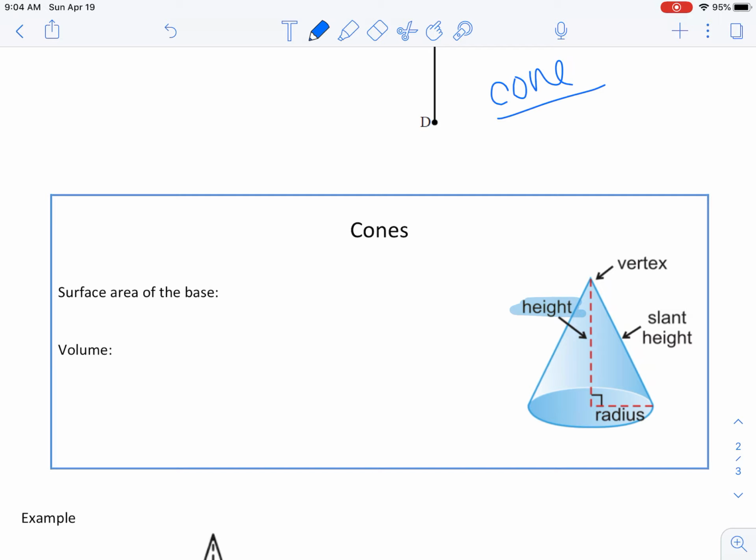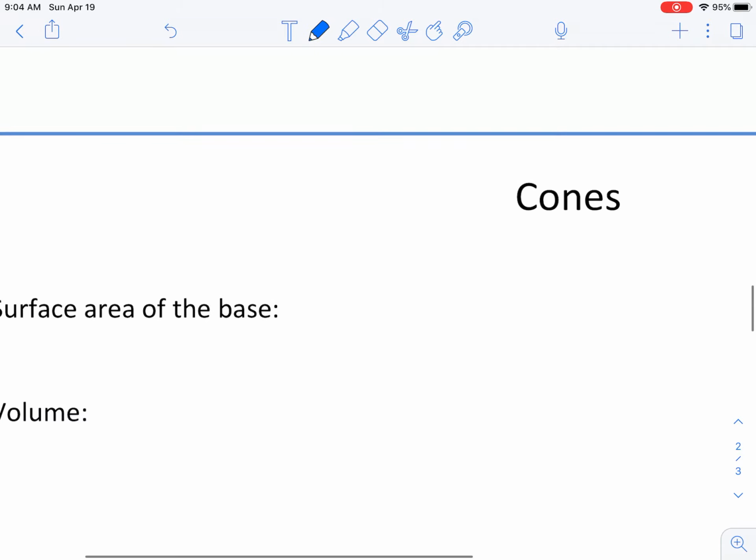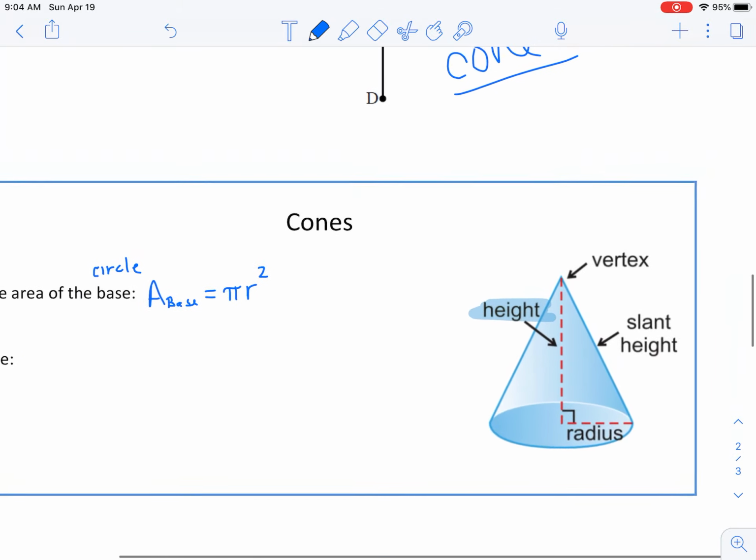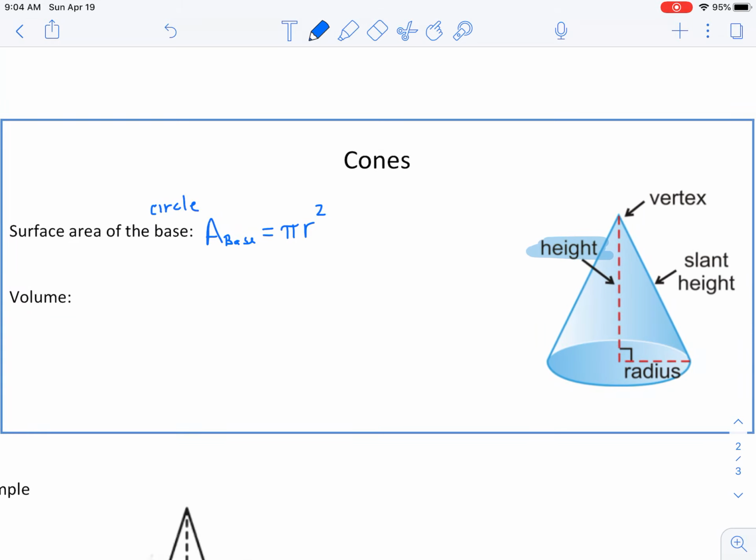So, I'm not going to ask you for the whole surface area of the cone. It gets a little confusing, but you should realize that the surface area of the base is what? Here's the base. So the area of that base, since the base is a circle, the area of the base is what? Pi r squared, where r is obviously the radius.